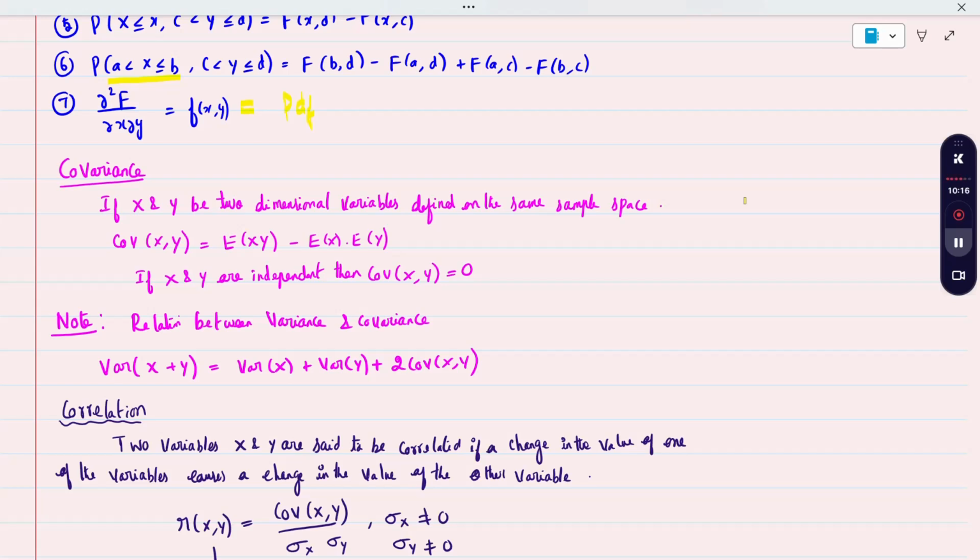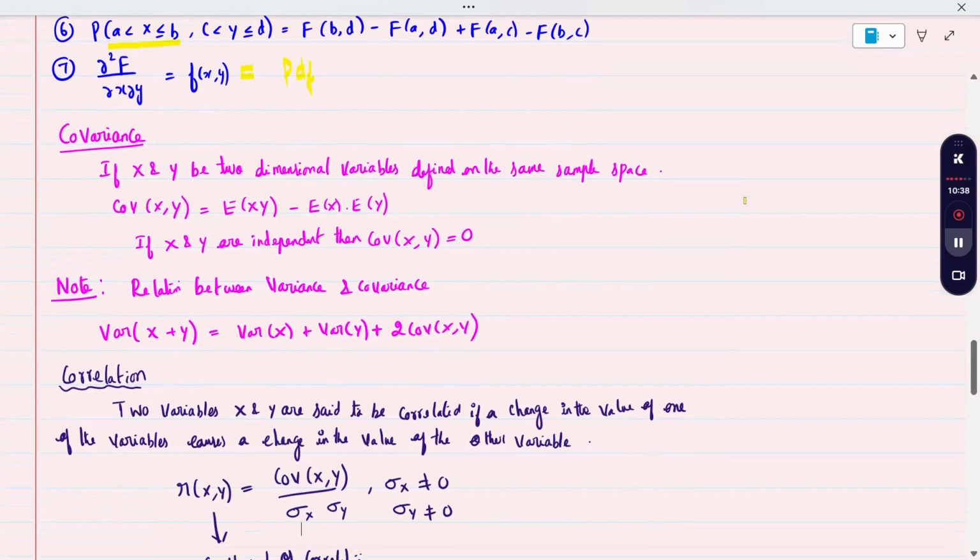What is between variance and covariance? Already we have studied variance and covariance. What is the relation when I connect them both? It is nothing but variance of x plus y equal to variance of x plus variance of y plus 2 times covariance of x comma y. It is the relation between variance and covariance.